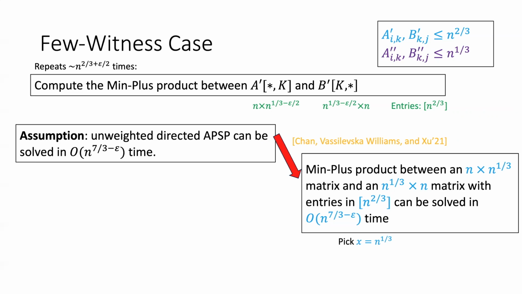And observe that the dimension bounds and entry bounds for this min-plus product are all upper bounds of the dimension and entry bounds of the min-plus product we want to compute. Therefore, for each iteration, we can compute it in n to the 7/3 minus epsilon time. And there are n to the 2/3 plus epsilon over 2 iterations in total. So overall, the running time is roughly n to the 3 minus epsilon over 2. That concludes the few witness case.